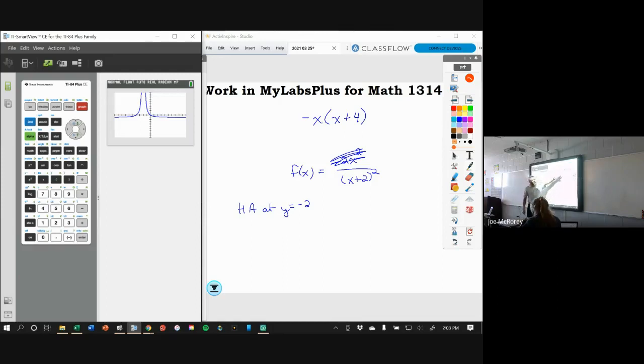Okay, so we have to have x squared. It's got two zeros, one at 0 and one at negative 4. That's my 0, there's my negative 4. But where's your x squared? Distribute this for me. What's negative x times x?